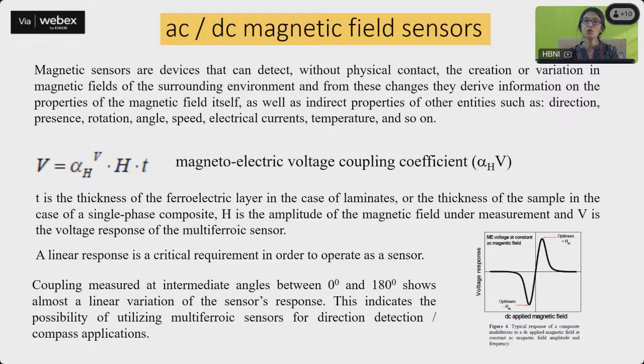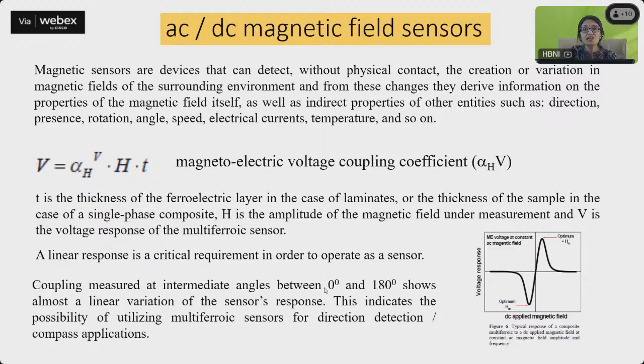So magnetic sensors, what are they? They are devices which can detect, without physical contact, the creation or variation in magnetic fields of the surrounding environment. And from these changes, they derive information on the properties of the magnetic field itself, as well as indirect properties of other entities such as direction, presence, rotation, angle, speed, electric currents, temperature, and so on.